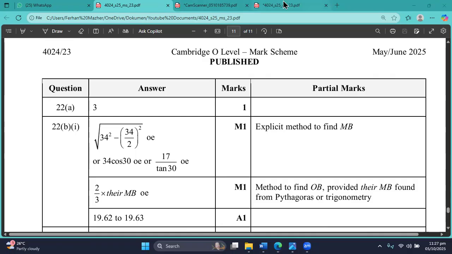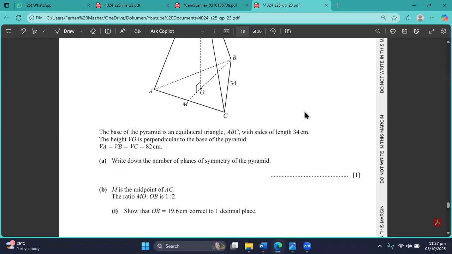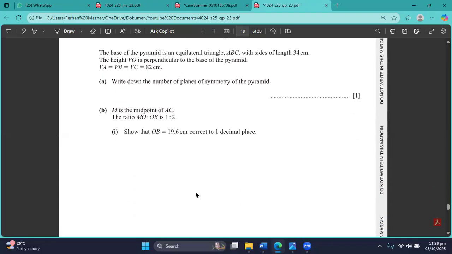Okay, so now M is the midpoint of AC, and it's given that the ratio of this, MO, is one part and this OB is two parts. The total MB is three parts. Show that the OB side is 19.6 centimeter, correct to one decimal place.